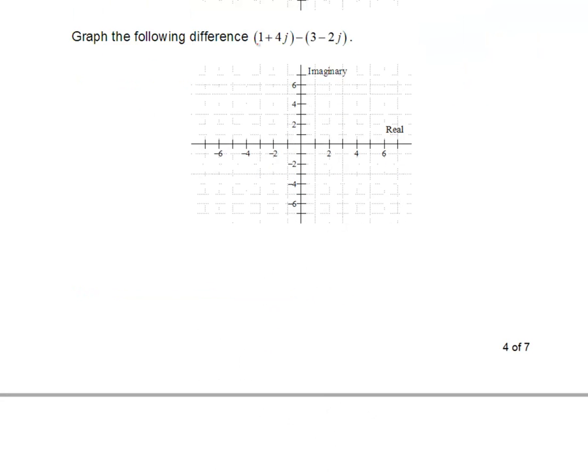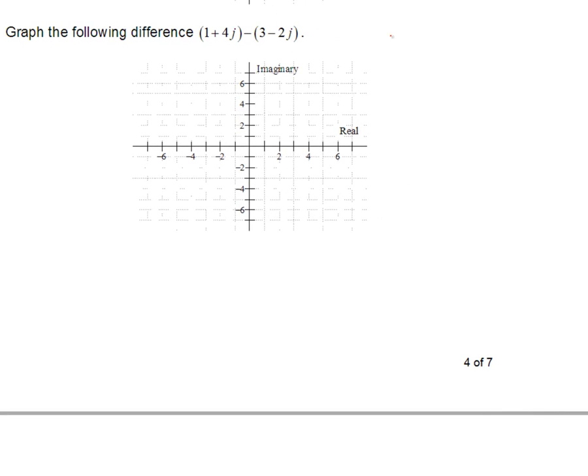If we want to do the difference, what we need to do then is we actually need to change this to an addition. So instead of subtracting, we're actually going to take 1 plus 4j, and we need to add that to the opposite of this, because we don't want to change the minus to a plus. So the opposite would be -3 plus 2j. So now here's the two vectors that we're going to add to represent this difference.